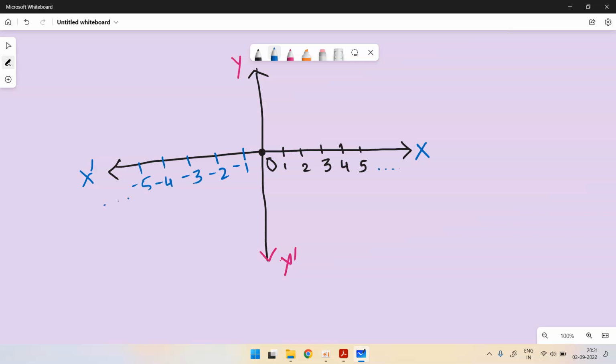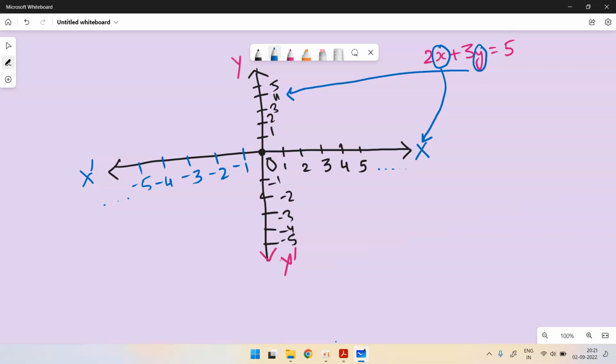Same is with upside and downside. This is 1, 2, 3, 4, 5, minus 1, minus 2, minus 3, minus 4. See, I have taken the variables. So let us suppose this is my example, 2x plus 3y equal to 5. Here, I will plot the values of all x on this x-x dash line, and whatever will be the value of y, I will try to plot it here.